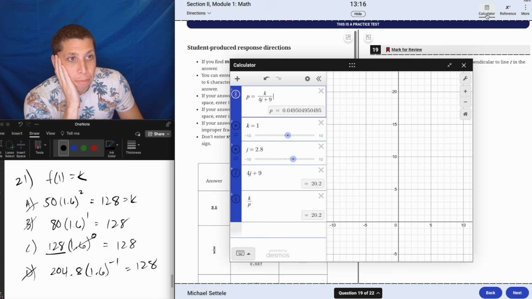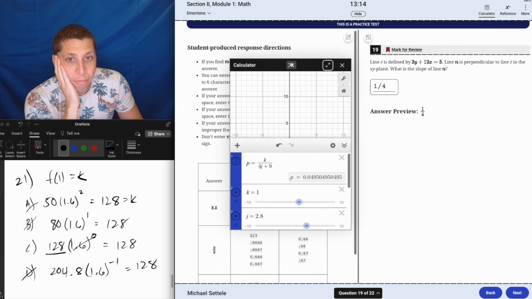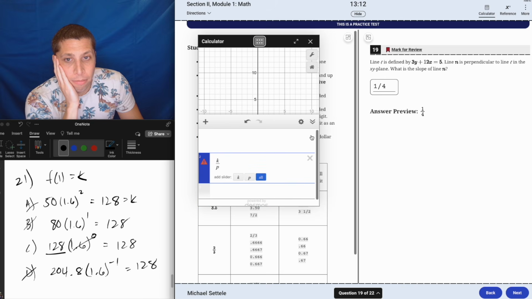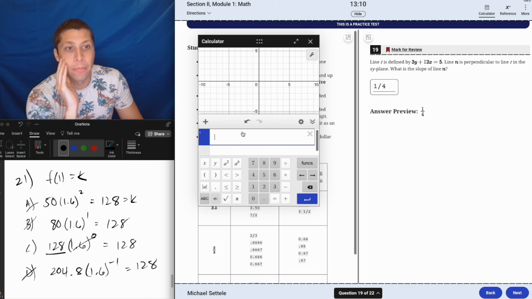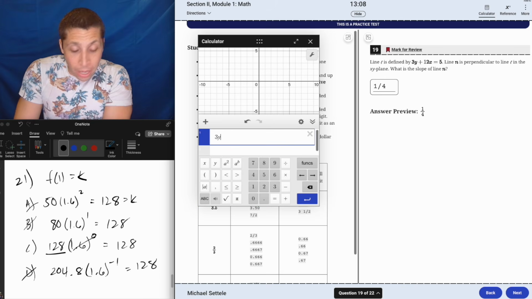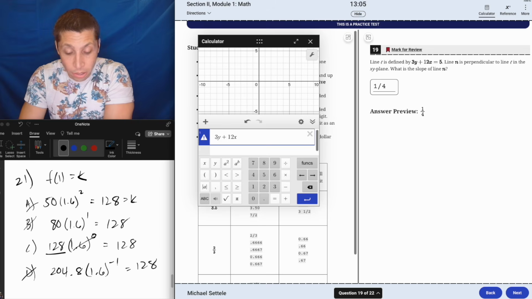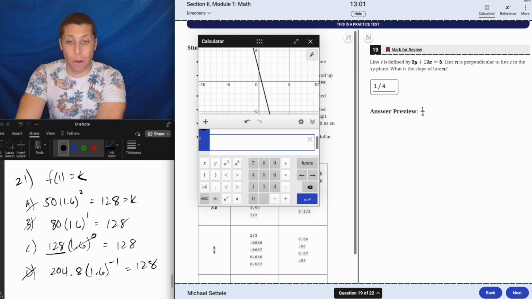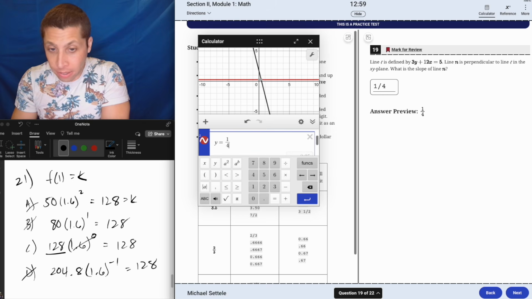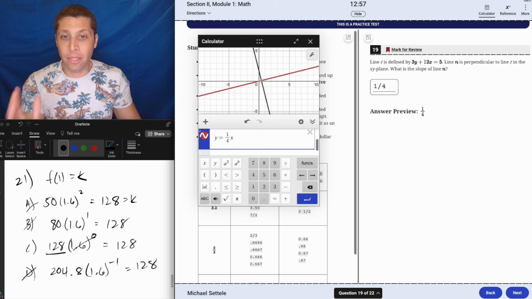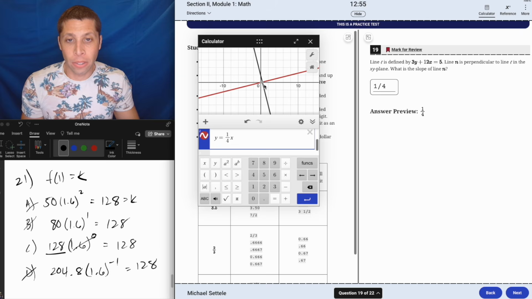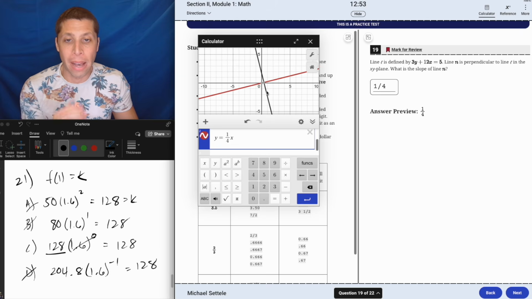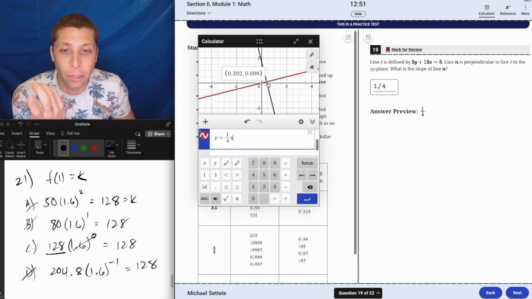19. Okay, let's graph some lines here. 3y plus 12x equals 5. And I had a slope of 1/4. So why don't we just do y equals 1/4 x, keep it really straightforward. All I care about is, does this look perpendicular? Yes. If I start zooming, oh, because I'm using it with the mouse, it's fine too. But that just looks perpendicular. You can kind of tell. So there you go. Done.